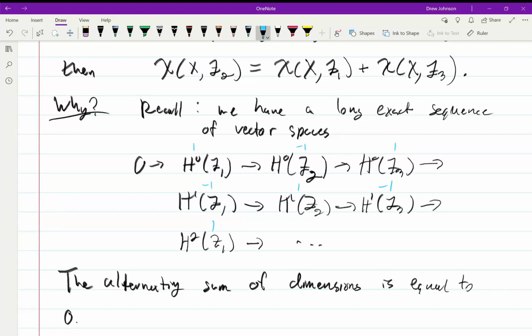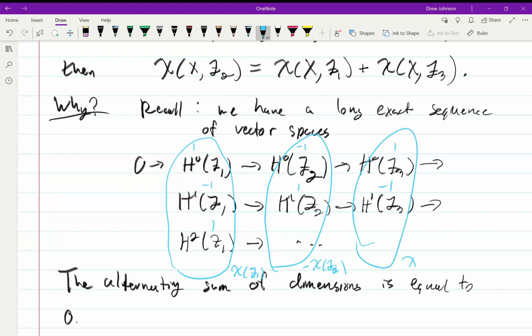All right, so if we do that, you can see how this breaks up. In this column here, this will just be the Euler characteristic of F1, and then this column here will be the negative of the Euler characteristic of F2, and then this column here will be the Euler characteristic of F3. And so you recover this formula.